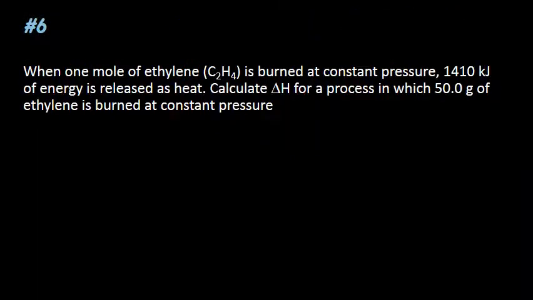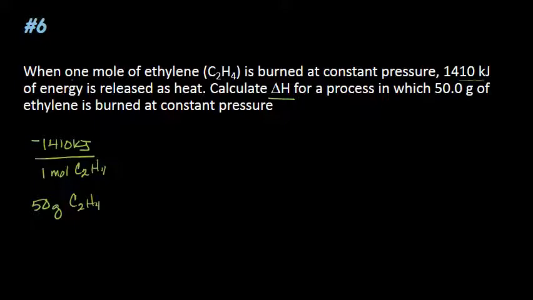A really good idea is to write out what you have in each problem before you start the problem. All right, 1 mole of ethylene is burned at constant pressure. This much energy is released as heat. So we end up with negative 1410 kilojoules for every 1 mole of C2H4. That's what that first whole line says. We need delta H when we have 50 grams of ethylene.